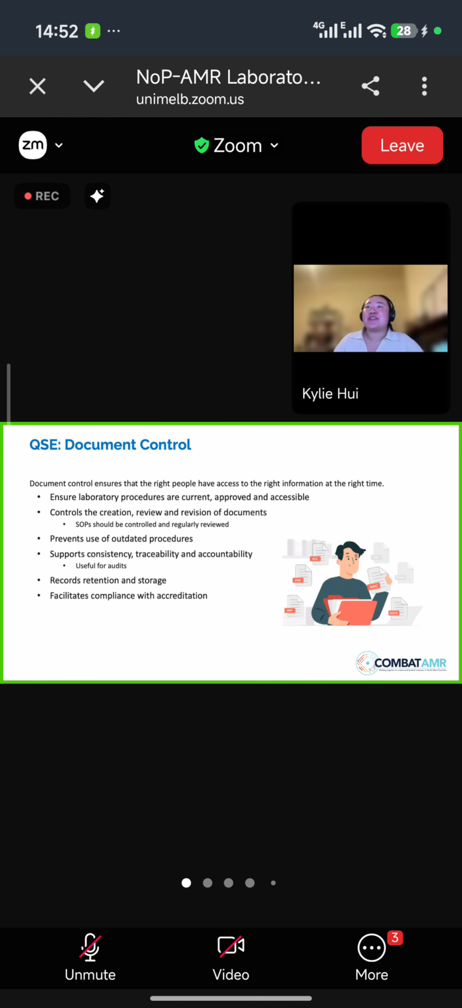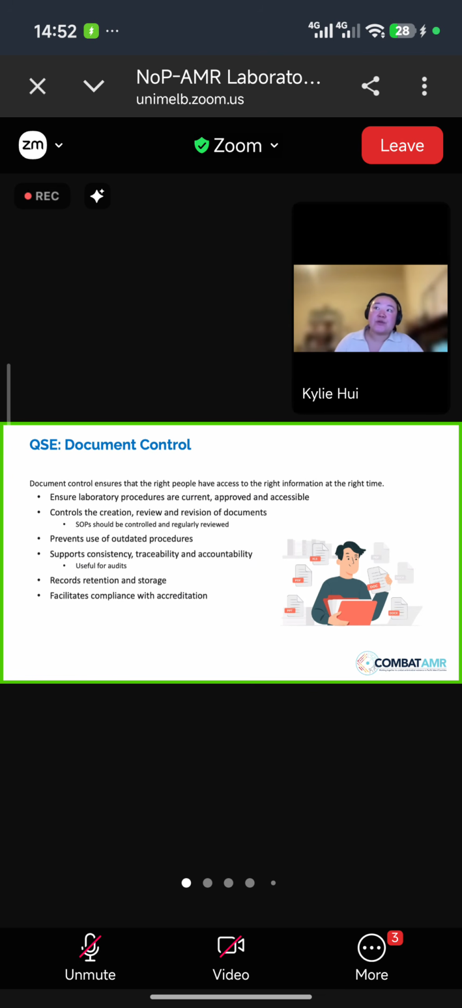Document control. So this ensures that the right people have access to the right information at the right time. So similar to the information, but slightly different. This is more talking about the actual physical records. So you want to ensure laboratory processes are current, approved, and accessible. We want to control the creation, review, and the revision of the documents. So for example, who can make these documents? How will they be reviewed and distributed? And how often are they revised?